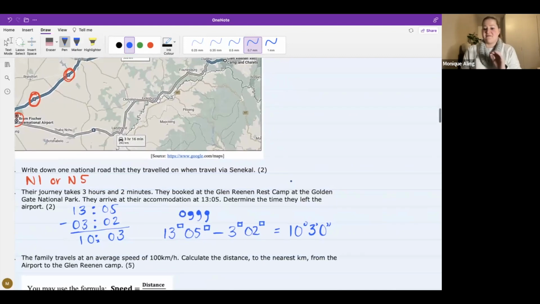So it's a little bit of a different format, but you can see that it always goes hours, minutes, seconds. So it's 10 hours, 3 minutes, and 0 seconds. So it's 3 minutes past 10. It gives you the time in the calculator.